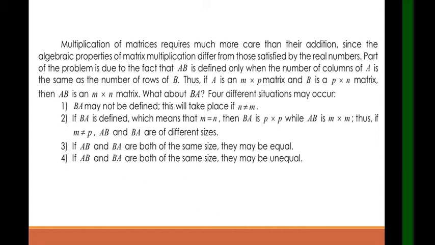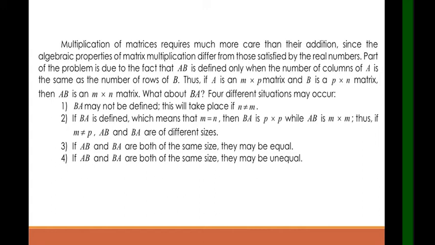What about BA? A different situation may occur. BA may not be defined. This will take place if N is not equal to M. If BA is defined, which means that M is equal to N, then BA is P by P, while AB is M by M. Thus, if M is not equal to P, AB and BA are of different sizes. If AB and BA are both of the same size, they may be equal. If AB and BA are both of the same size, they may be unequal.